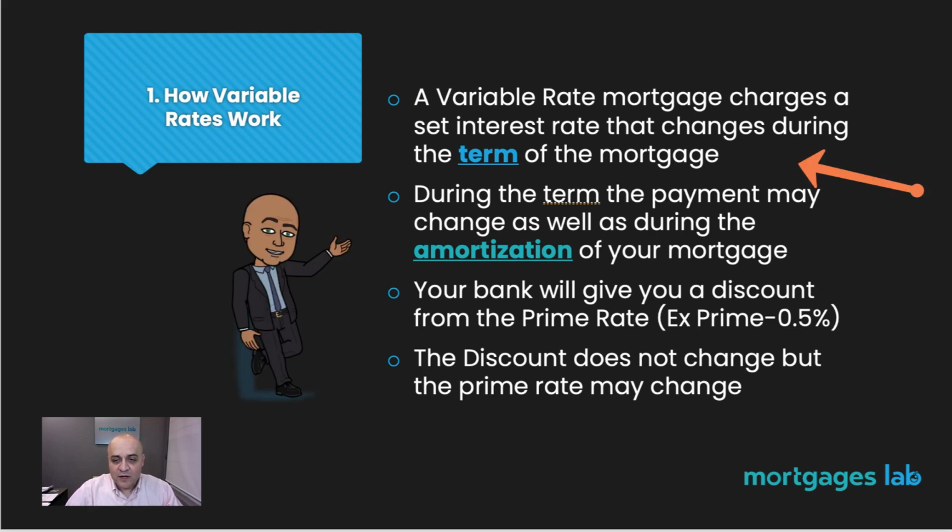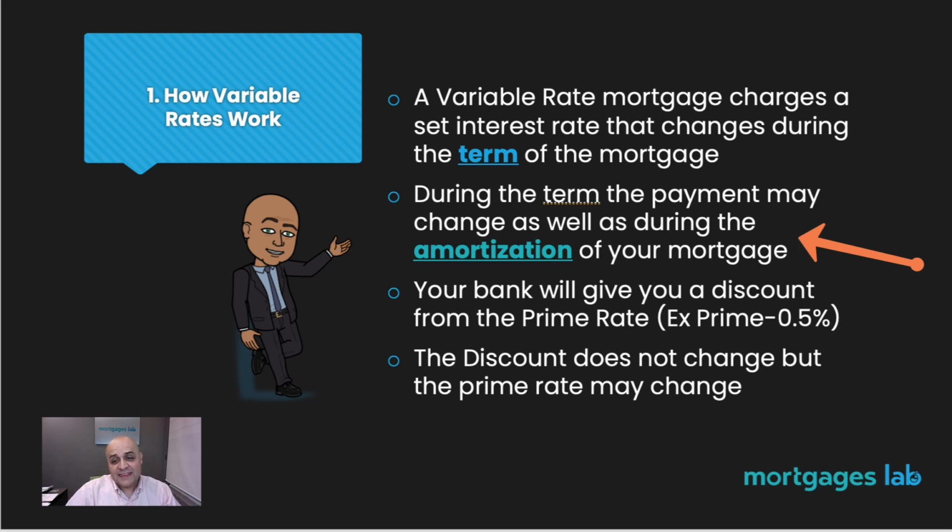A variable rate mortgage charges a set interest rate that changes during the term of your mortgage. So when you have a mortgage, you have a term, which we discussed in the previous video, and during that term, the interest rate can change over time, okay? Now, during that term, the payment will change, and also during the amortization of your mortgage, the payment will change and the interest rate can change, okay?